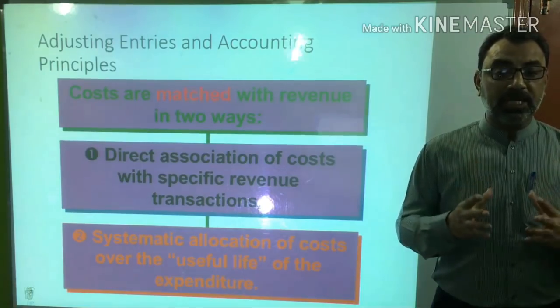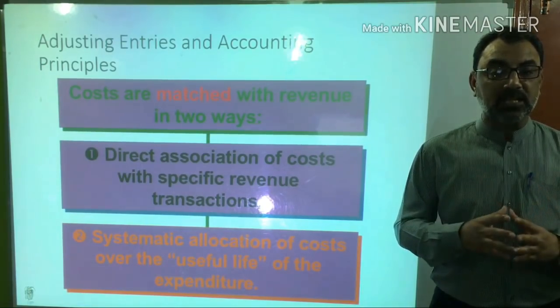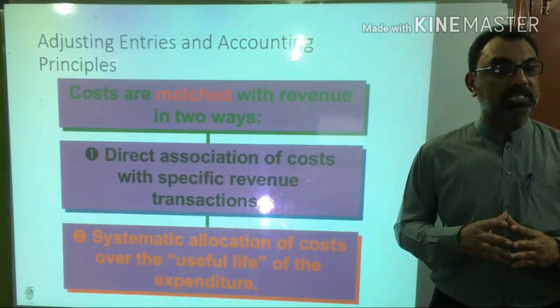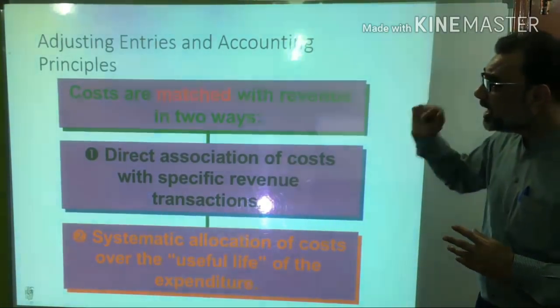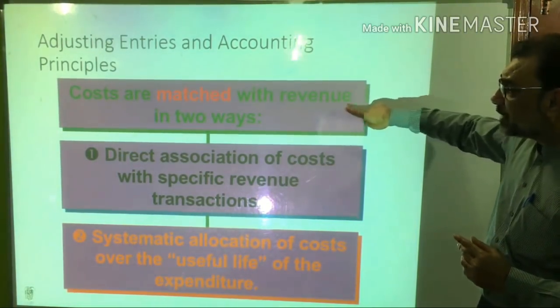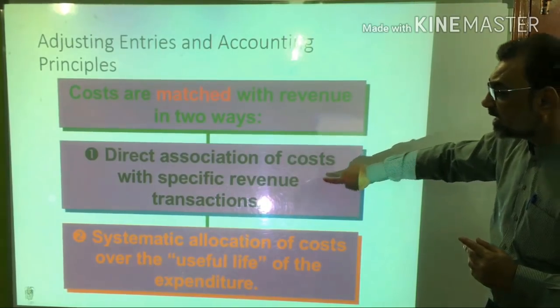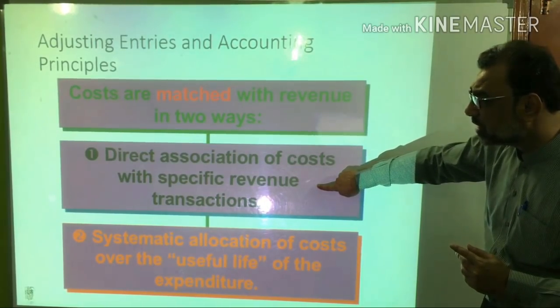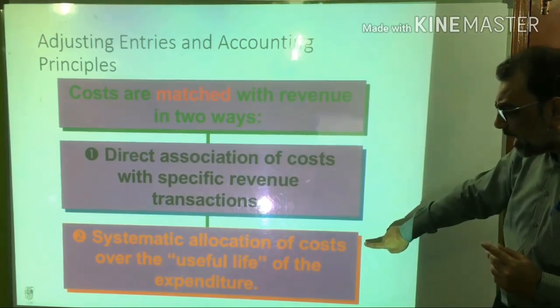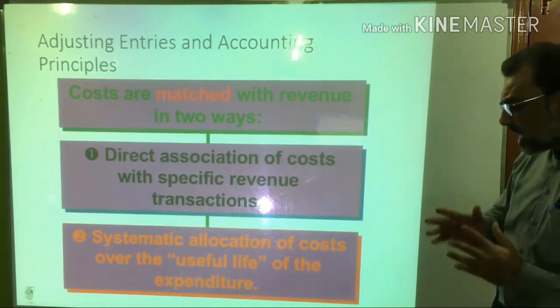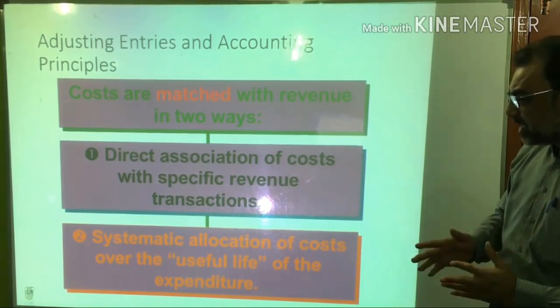All end of the period adjusting entries involving expense recognition are an application of the matching principle. So you can see that costs are matched with the revenue in two ways. One is the direct association of cost with a specific revenue transaction, and the other is the systematic allocation of cost over time, the useful life of the expenditures.